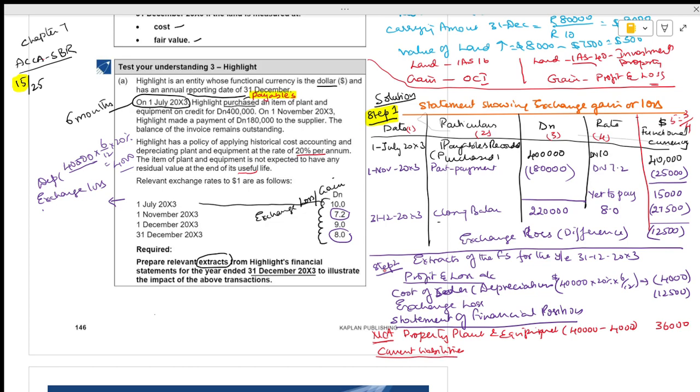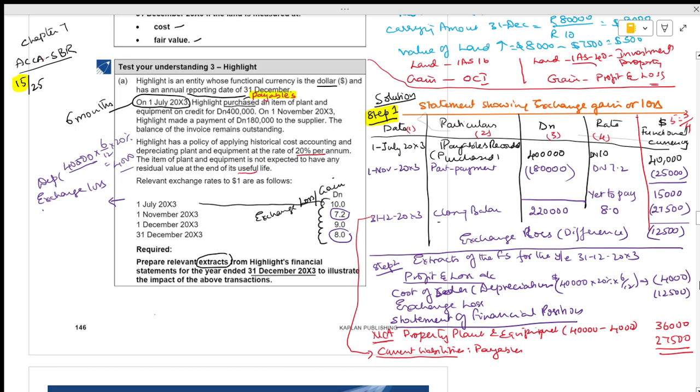In current liabilities, what we have to do? We have to say payables. How much is the closing balance of payables we have done here? How much is the closing balance of payables? Closing balance of payables is 27,500. This is in terms of payables.